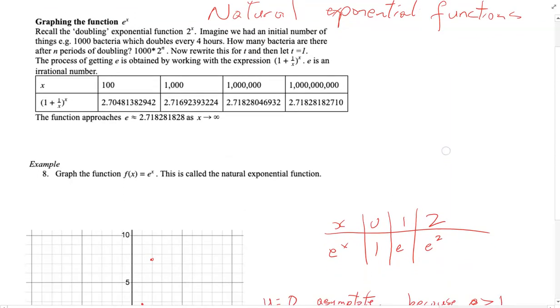Here is a way that we could develop the number e from 1 plus 1 over x, to the x. Looking at an approximation for e, e is approximately 2.718281828 and so on, as x tends to infinity, from the 1 plus 1 over x to the x. But this is what we need to remember, that e is approximately 2.718.